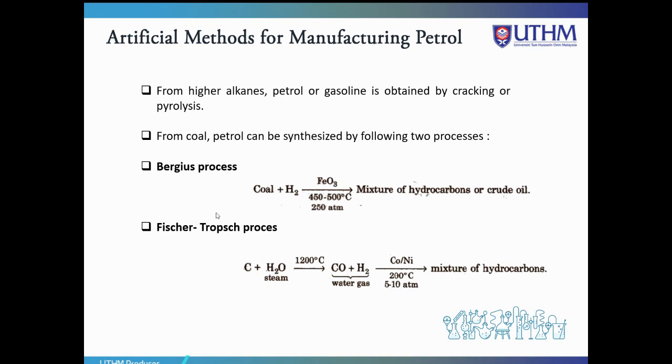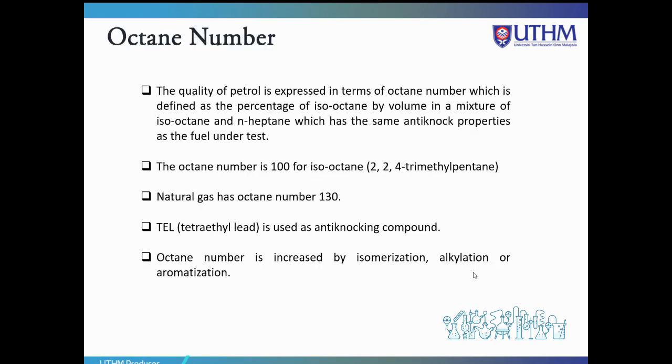Another process to produce petrol is the Fischer-Tropsch process, in which carbon reacts with steam at a high temperature of 1000 to 1200 degrees Celsius. It will produce water gas, which then undergoes reaction with a nickel catalyst at a temperature of 200 degrees Celsius and a pressure of 5 to 10 atm, producing a mixture of hydrocarbon.